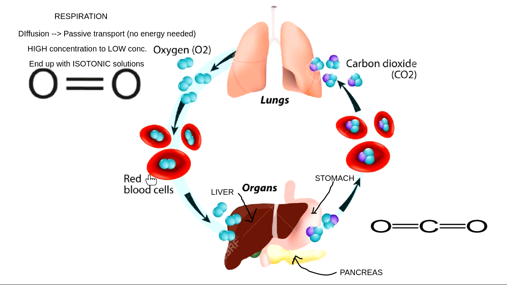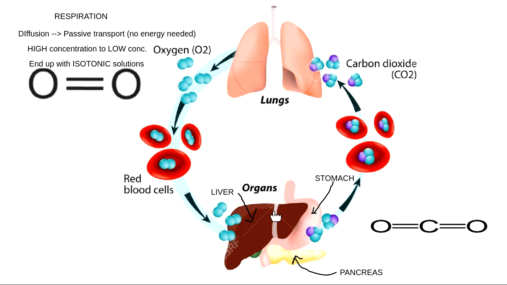Red blood cells go everywhere in the body. They're going to go next to all of the different organs in the body. But what always happens is that oxygen in the red blood cells leaves the red blood cells to go into the organs. If oxygen goes from the red blood cells into the organs, where do I have a higher concentration of oxygen? It goes from the red blood cells into the organs. Who's got more oxygen?